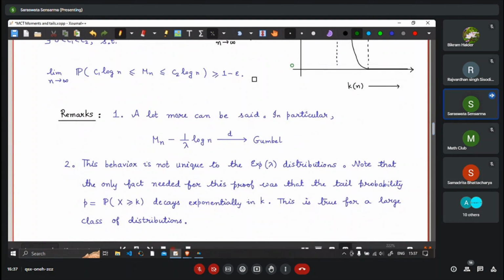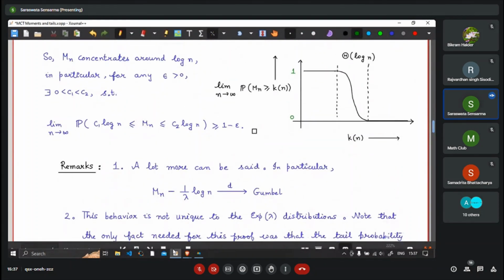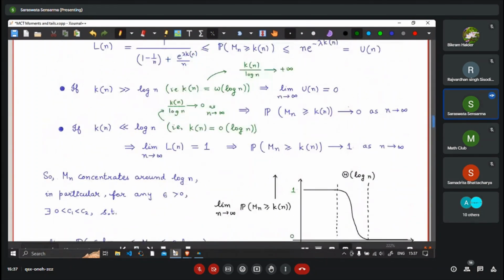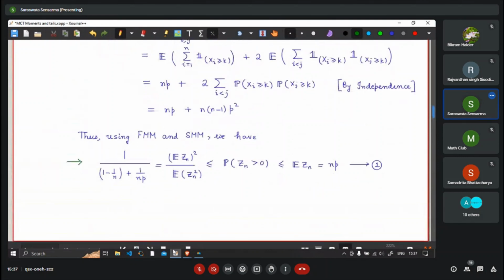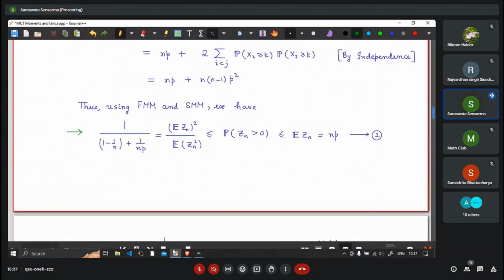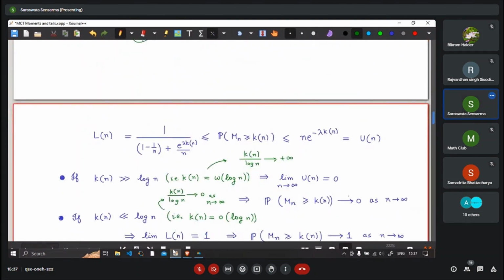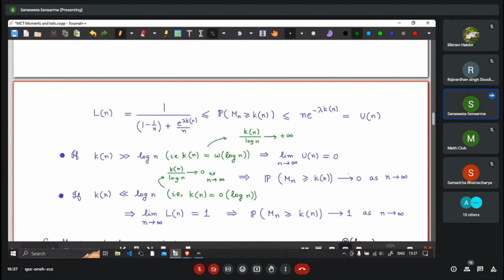And the second one, which is the more important part that I wanted to get at, is that this is not unique to the exponential lambda distribution. We started with an exponential lambda distribution, but the only key part that we used was this np. So when was np going to 0 and when was np going to infinity? That's what we ended up using, right?